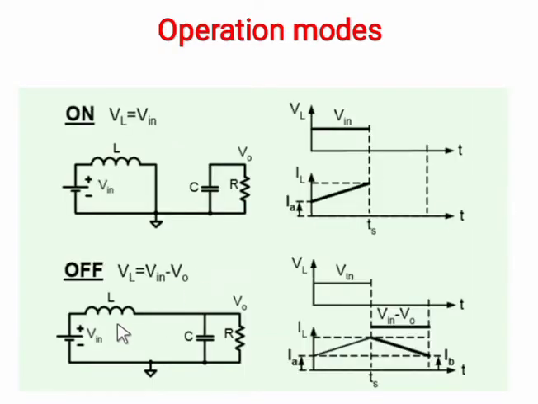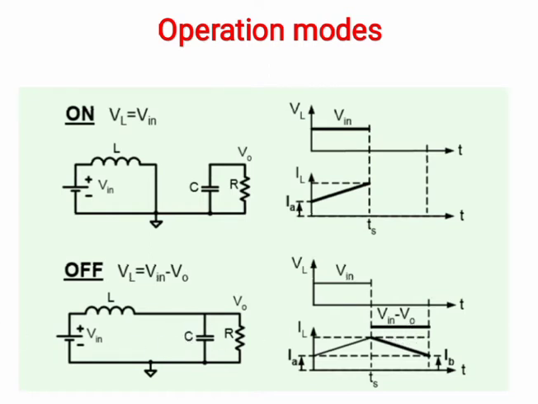So in this mode, the input voltage is added with the inductor's voltage. Here we get the total voltage VO, which is equal to VL plus Vin. So in these conditions, the voltage across the inductor is the input voltage minus the output voltage.